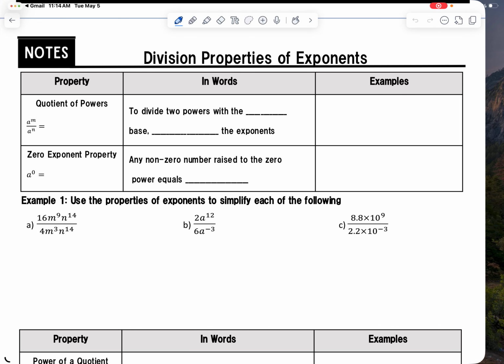Hello and welcome to another lesson from Level Up Mathematics. In today's lesson, we will be exploring the division properties of exponents. Before we do, let's look at a couple of definitions of these properties.